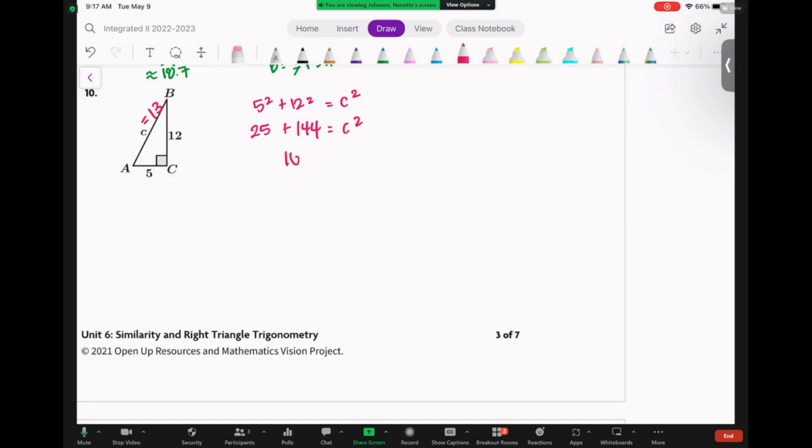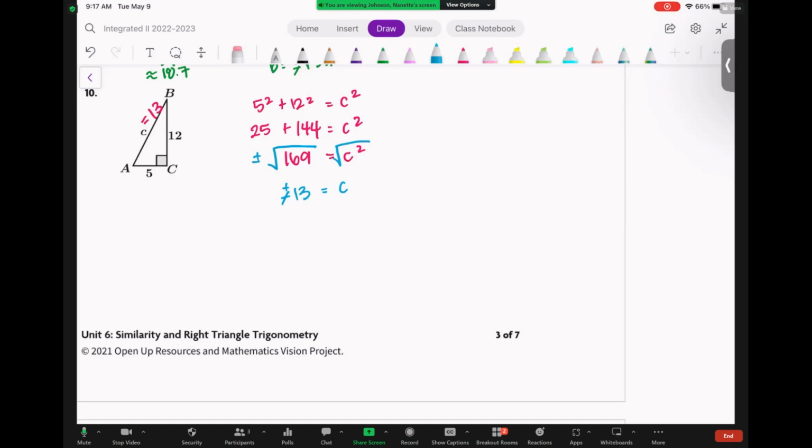So this is 169 equals c squared. And then we take the square root of it, and don't forget your plus or minus. So c equals plus or minus 13. That's the correct answer for that equation. But because we're bringing it back into the context, we throw out our negative, because right now you don't have negative lengths of a triangle. You will later. That's a hint to your future.